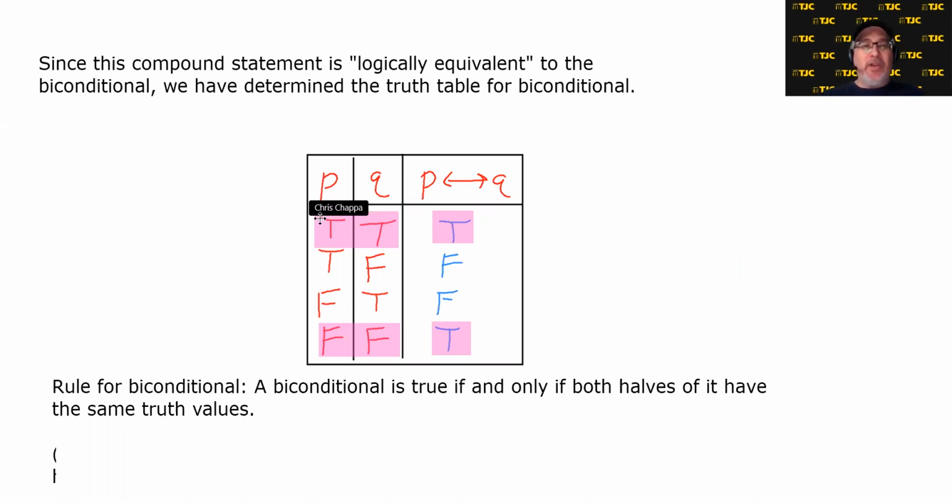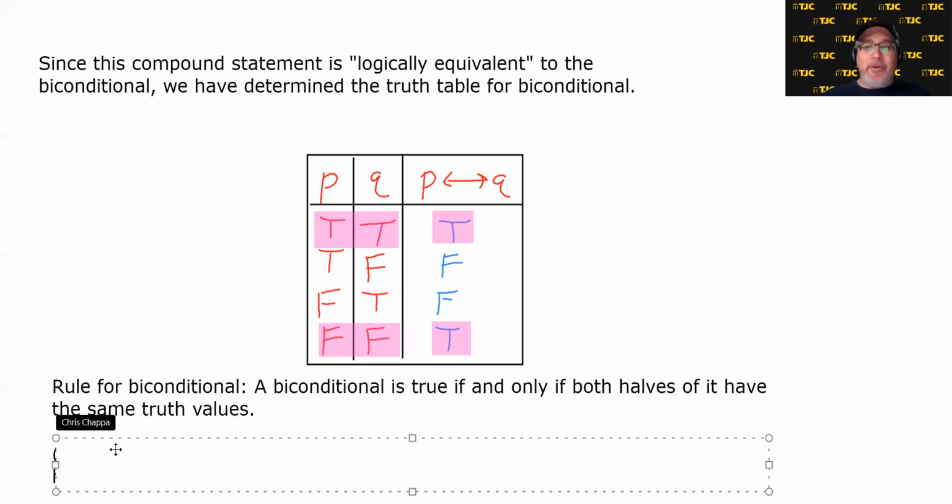In other words, when both halves are true, the biconditional is true. Or when both halves are false, the biconditional is true. When they match, it's true, and vice versa. I guess you can make a rule for when it's false. They're false when both halves are different. So you've got a choice of rules here. You could use both of them as one big rule. Biconditional is true when both halves are the same. Biconditional is false when both halves are different. But if you know one, then you pretty much know the other.